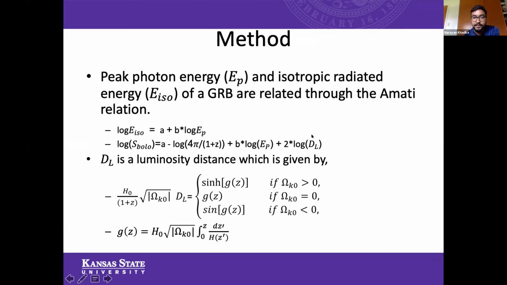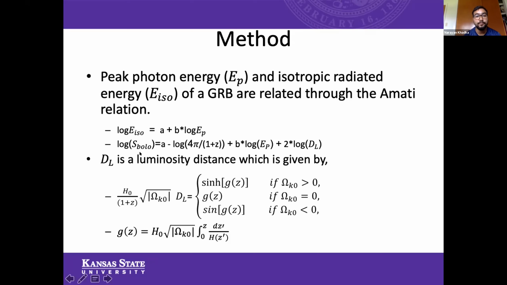So here we can see the luminosity distance D_L, which is a cosmology-dependent quantity. This D_L is calculated using this equation here, and you can see this equation depends on the Hubble parameter. So to calculate a luminosity distance, we need cosmological models. By using the cosmological models and the peak photon energy, we can predict the bolometric fluence.